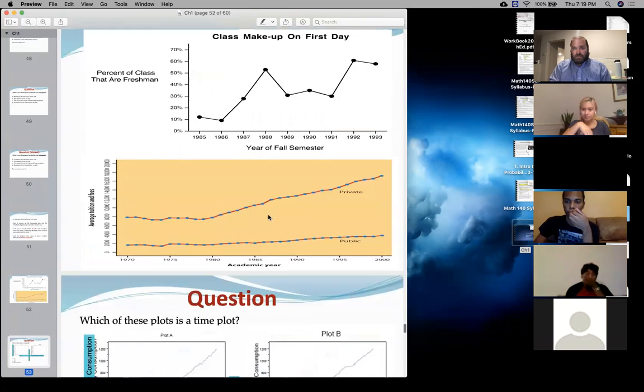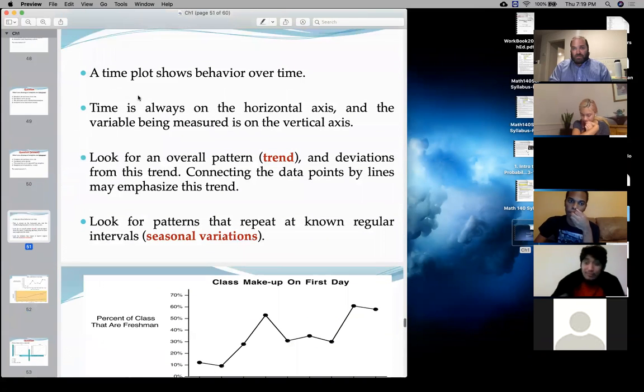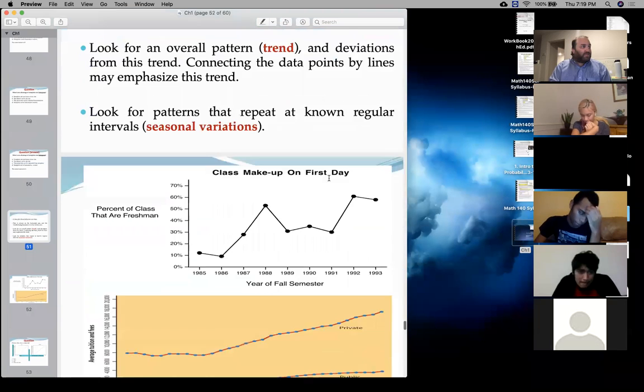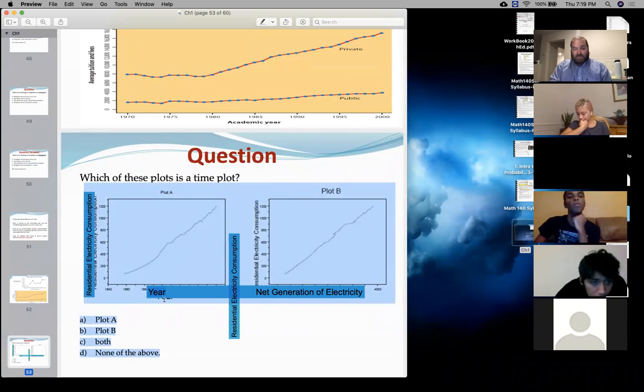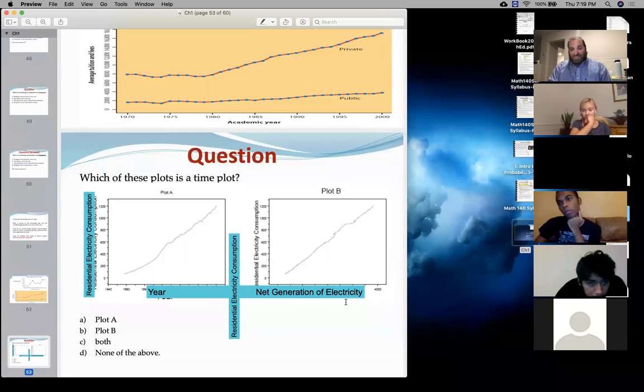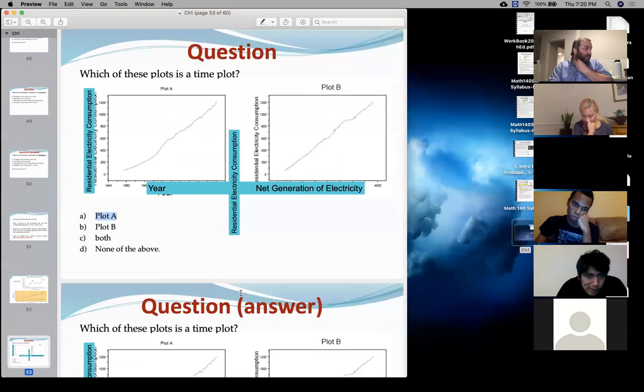Remember, the very first condition of a time plot, the horizontal axis must be time. Time must be on the horizontal axis. And if I look at this one, this is year. Well, that's years of time, but net generation of electricity, that is not time. That's measuring something else. I don't know what it's measuring, but it's certainly not time. So the answer is just A. Plot A is the only one. Okay, with me so far?